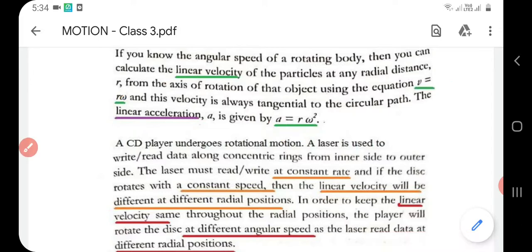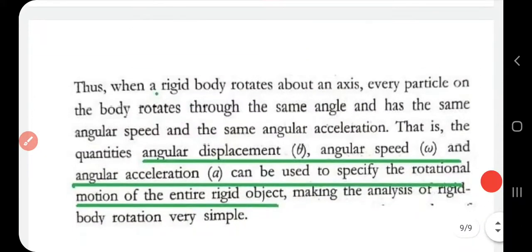Okay. Now, in today's class we have studied certain important topics that are very useful to specify the rotational motion of a rigid body. They are angular displacement theta, angular speed omega and angular acceleration alpha. So that's all for today.